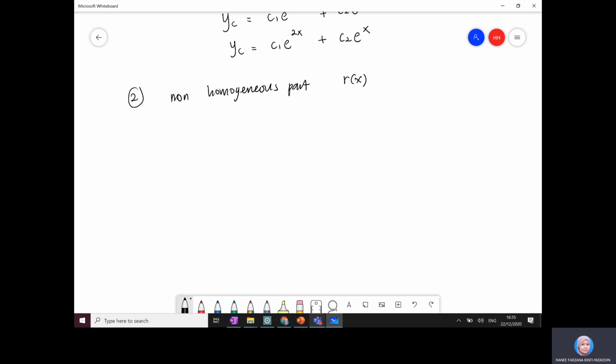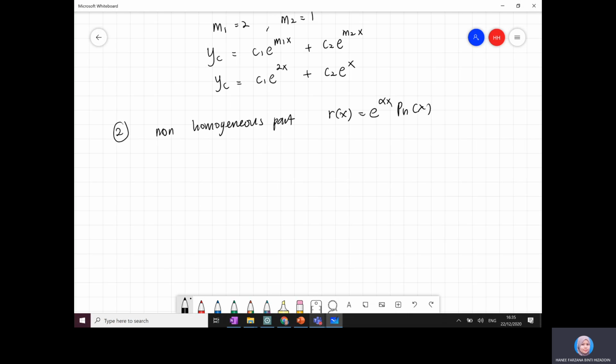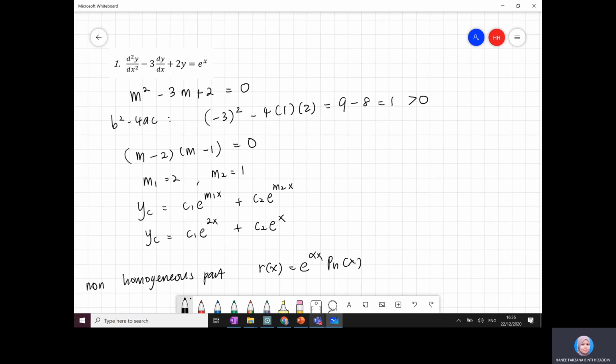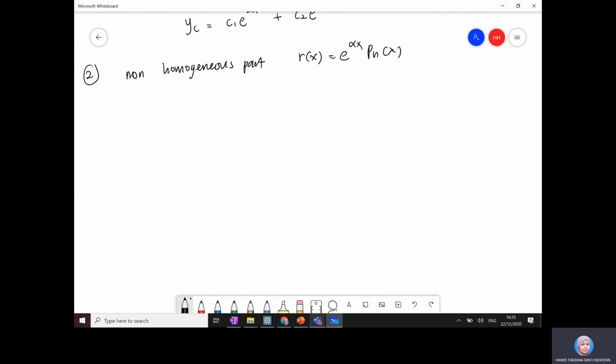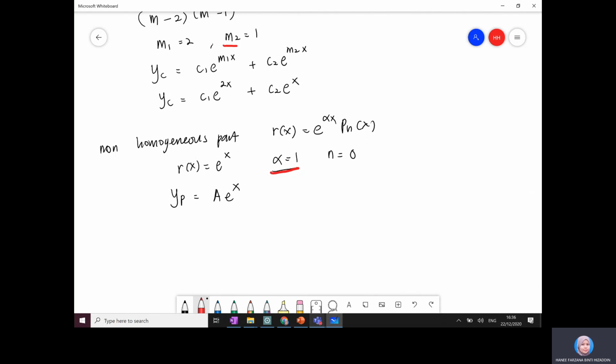Now you have the general form of R(x) equals e^(alpha x) Pn(x), and in your equation here, your R(x) is just e^x. It's a warm-up question. Okay, so your R(x) is e^x, so your alpha is 1 and your n is 0. So there's no polynomial. So you can propose your yp. The proposed yp is A e^x. You look at your value of alpha here, which is equal to 1, and your alpha is actually the same as one of the m values here.